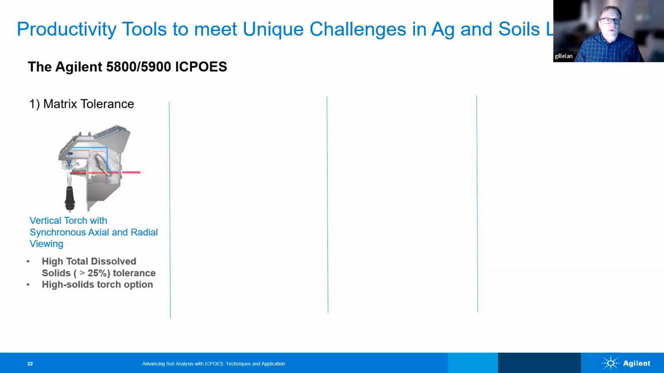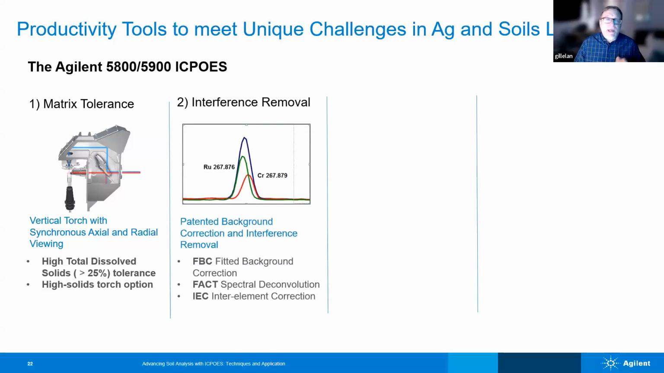It has a vertical torch, so that's one of the reasons it has such tremendous matrix tolerance. It's also got a ridiculously rugged RF generator, so it is ready for anything from the nastiest of all geologic samples or alloy samples to drinking waters to sludges. It is quite a tremendous instrument. So matrix tolerance, great.